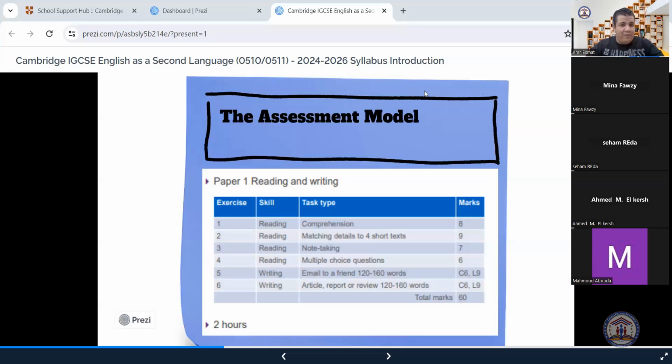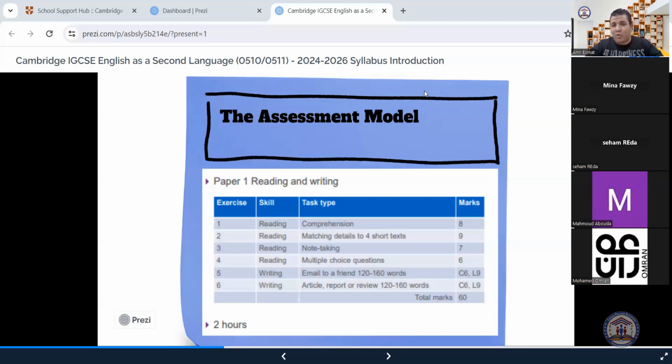Again, writing exercise 5 is an email or a letter, and it's informal. We have narrative, we have descriptive, we have many types of informal email or letter, and it is out of 15.